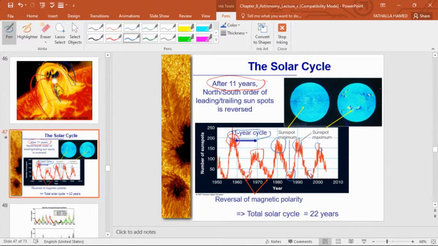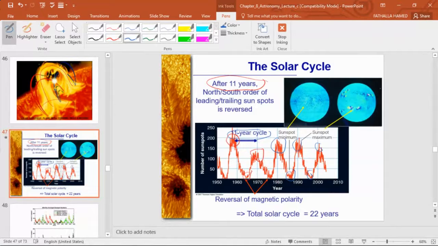So you do that. Now, there was an explanation, why does it do that? And the reason for that, it's the magnetic field of the sun reverses polarity. So it will go from the north will become south, and the south will become north.